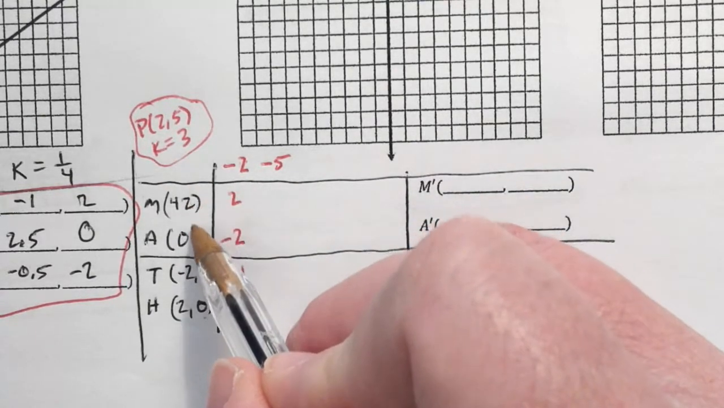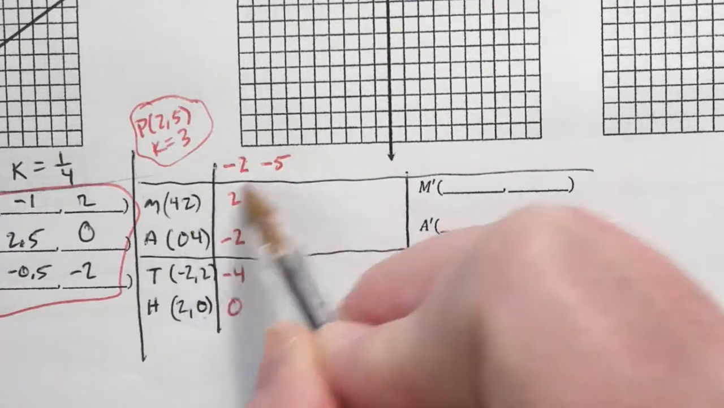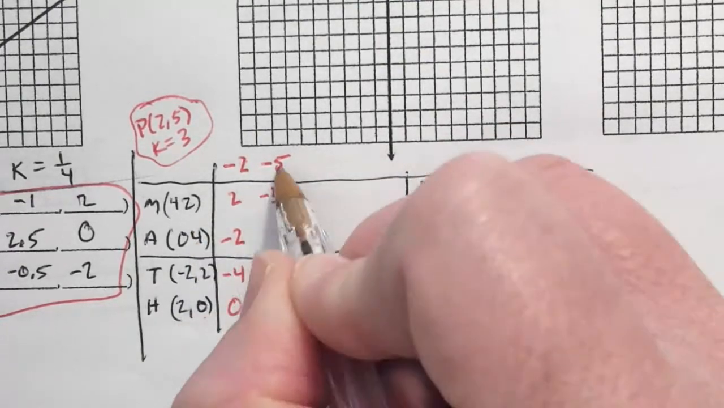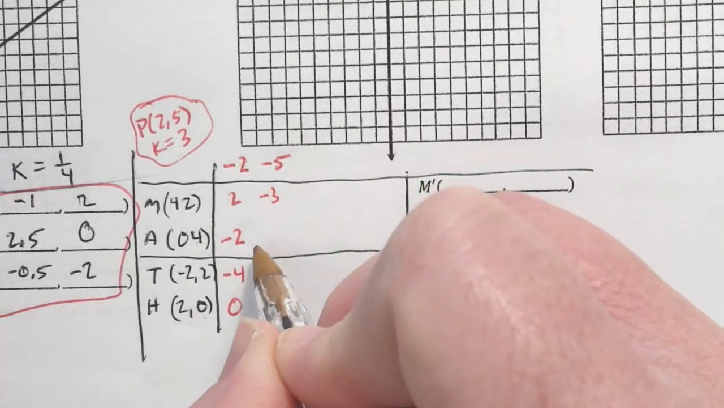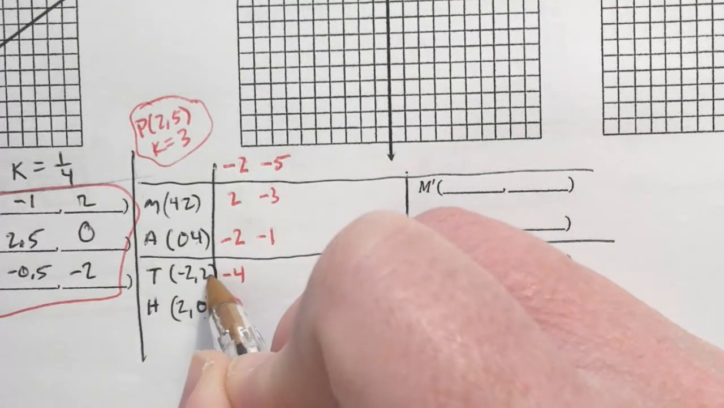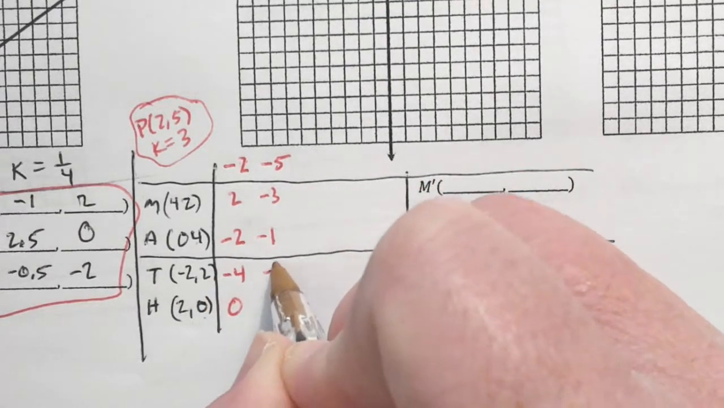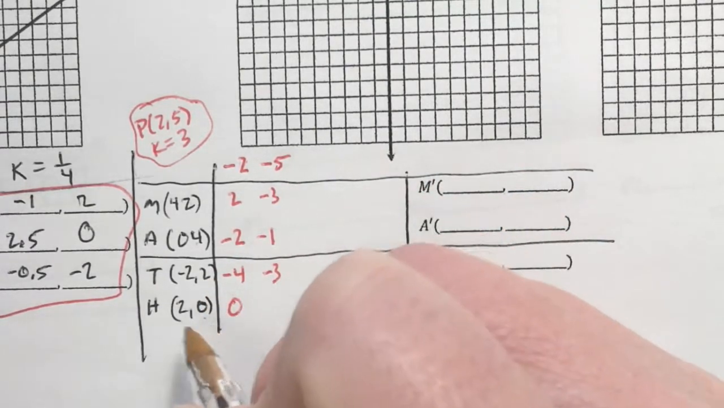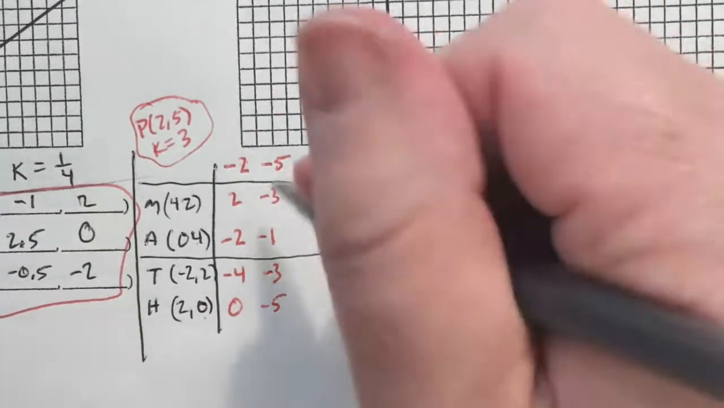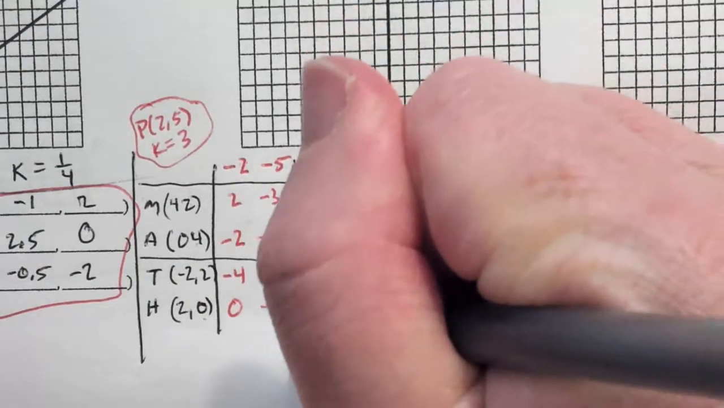So take all of this column and subtract 5. 2 minus 5 is negative 3. 4 minus 5 is negative 1. 2 minus 5 is a negative 3. And 0 minus 5 is negative 5. So the first thing we did was undo our center.